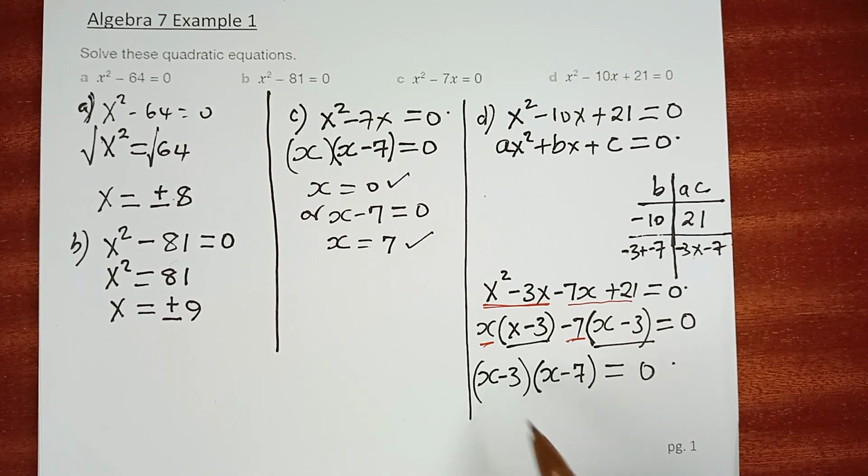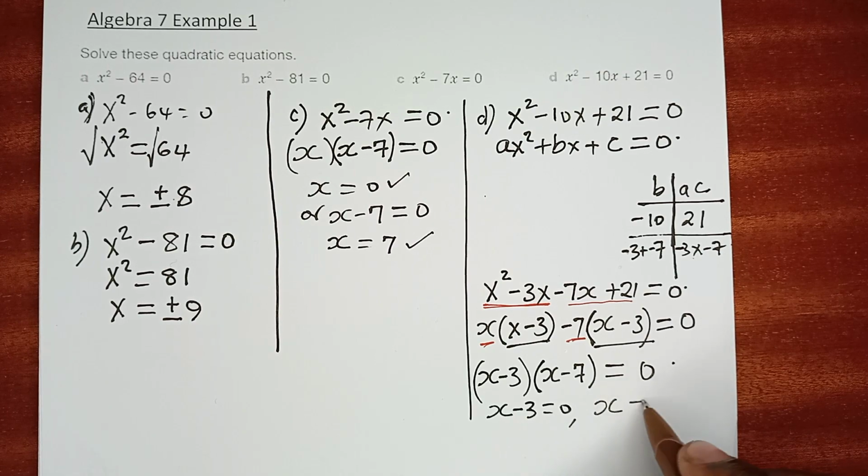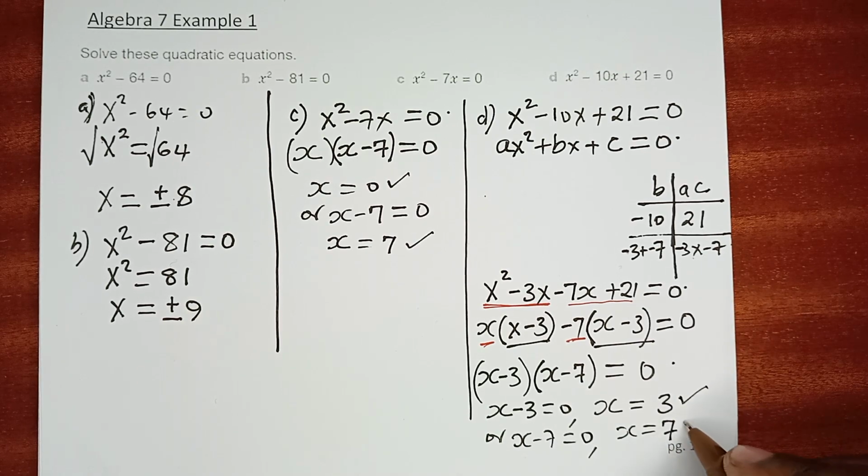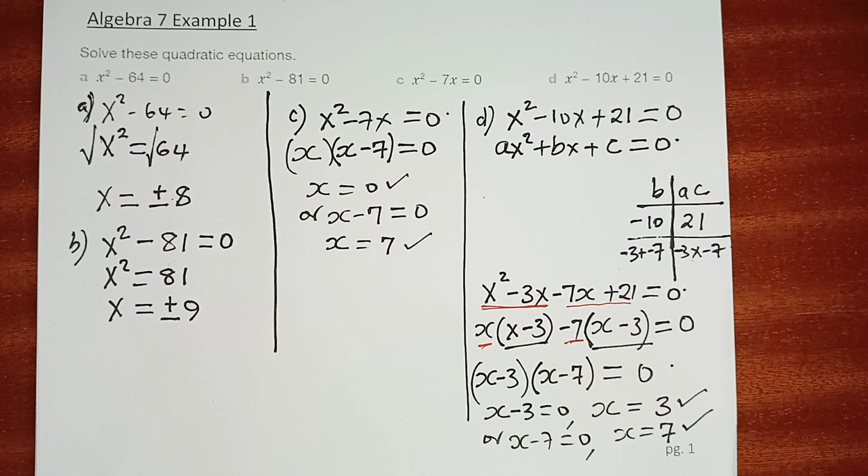Having said that, we now find that we have two brackets which, when multiplied, the product is 0. It could be that one bracket, x minus 3, is 0. And if this is true, x is equal to 3. Or it is now this bracket x minus 7, which is 0. And if this is true, then x is equal to 7. And these are the two solutions to that quadratic equation, example 1, part D.